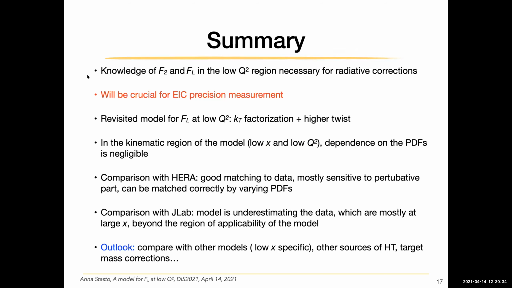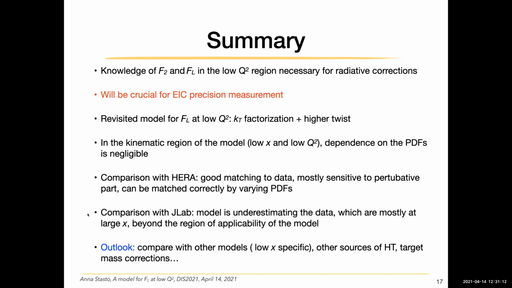In the kinematic region of the model, where low X and low Q square, we don't have much dependence on PDFs. The model describes HERA very well, and it's not surprising. With the lowest Q square data, the model is underestimating the data, but the data are at large X. On one hand, that's not too bad in a sense that this is beyond the region of applicability of the model. On the other hand, one would probably like to have something that describes these data as well.